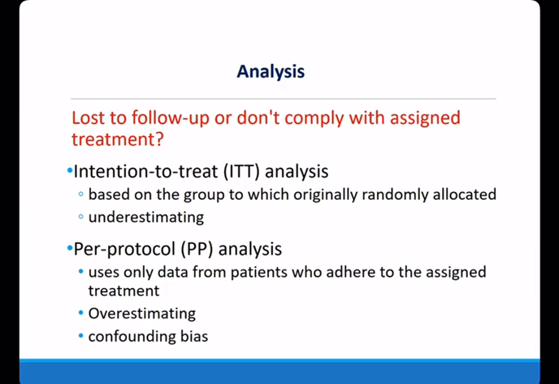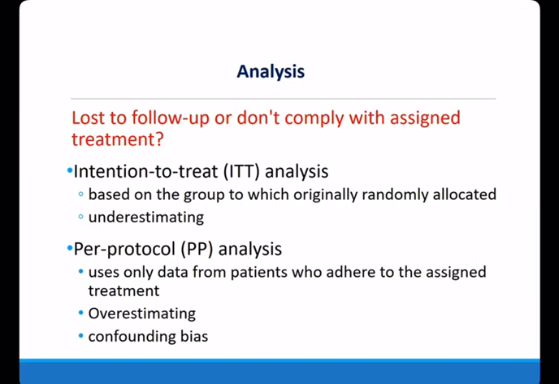In the intention to treat analysis, we will call it ITT analysis. All the patients are analyzed and outcome measurements are compared between the different treatment groups based on the group to which the patients were originally randomly allocated, regardless of whether they complete the trial or comply with the assigned treatment. The ITT analysis usually leads to underestimating the true effect of the therapeutic intervention compared with the control, because it includes patients who are non-adherent to or deviate from the protocol.